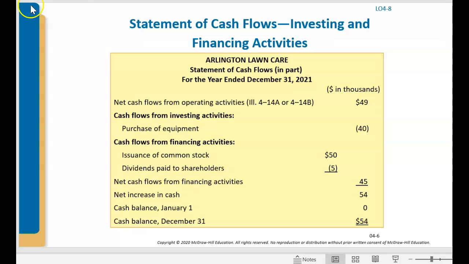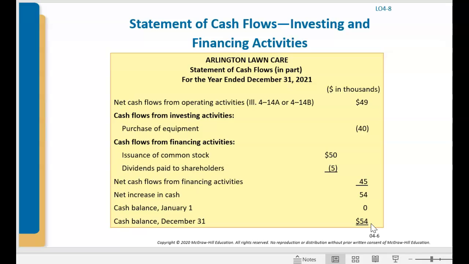And as you can see, we net the cash from operations and the cash flow from investing activities and the cash flow for financing activities to give us our net increase in cash. We take our beginning balance plus the increase in cash, so our cash balance at the end of the year is $54. The statement of cash flow, whether you use the indirect method or the direct method, does result in the same answer. It's just a different approach to doing this.